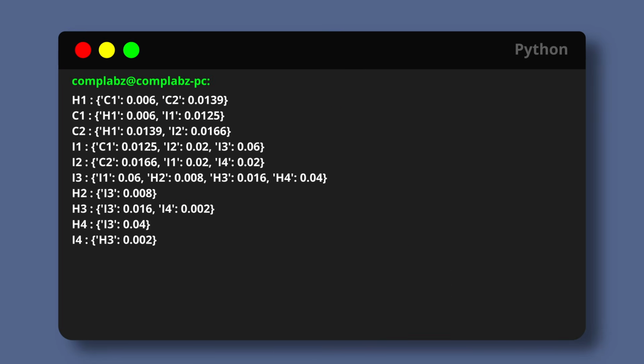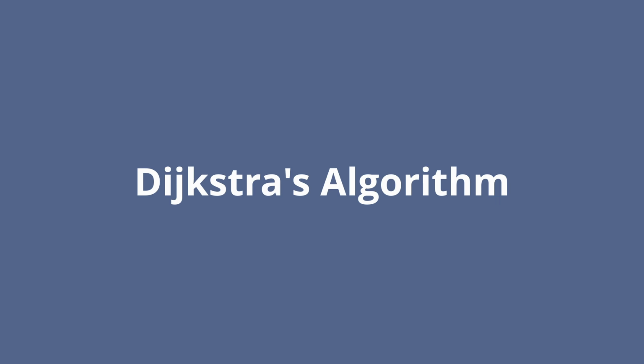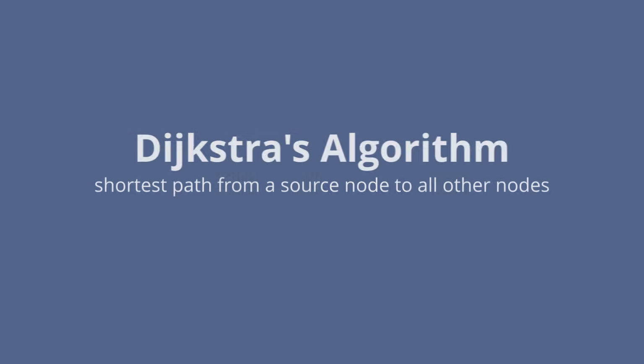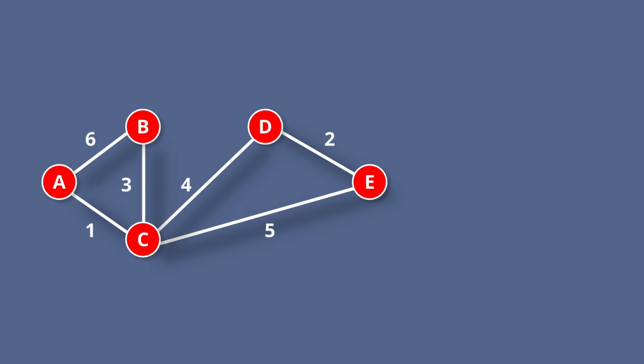That looks good, and now that we have our adjacency list storing our graph, we need a way to find the quickest path from one node to another. One of the most popular algorithms for this is Dijkstra's algorithm, which calculates the shortest path from a source node to all other nodes in the graph. In this graph, let's assume the weights mean the time taken to travel along the edge in seconds.